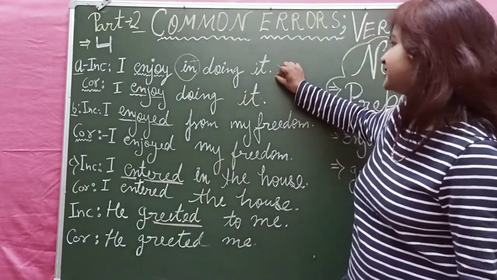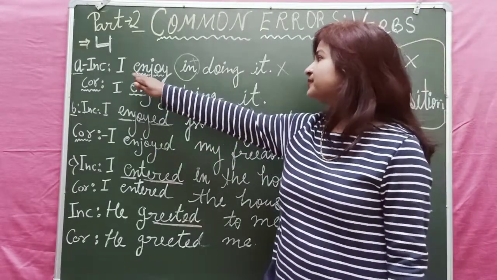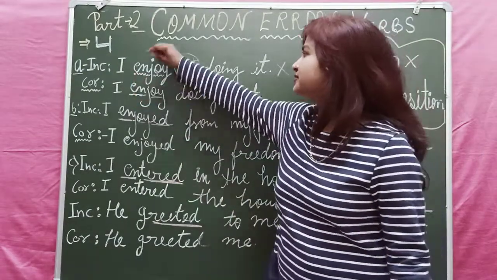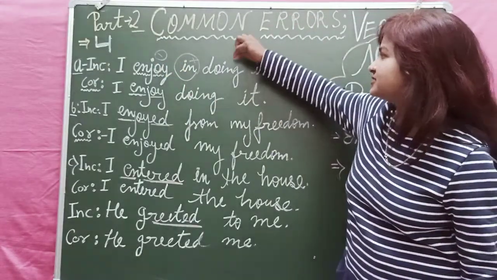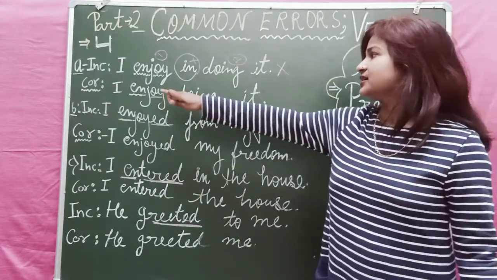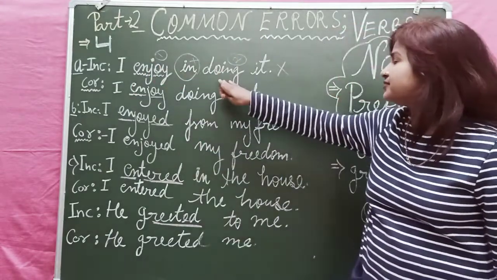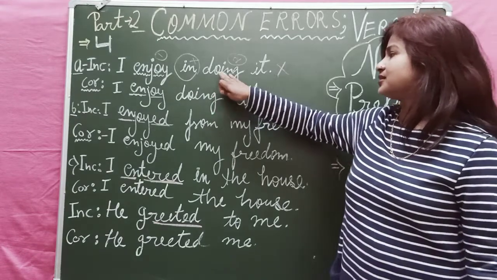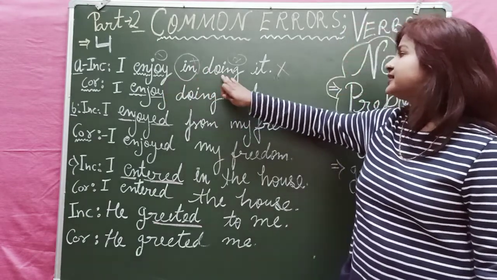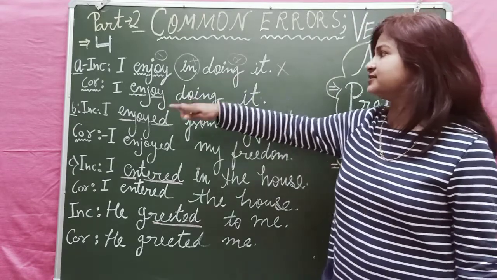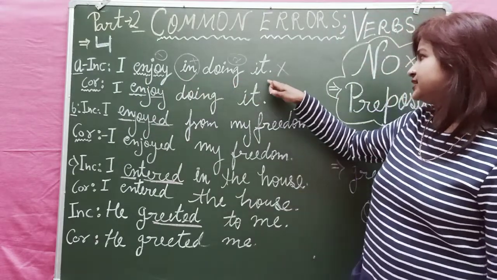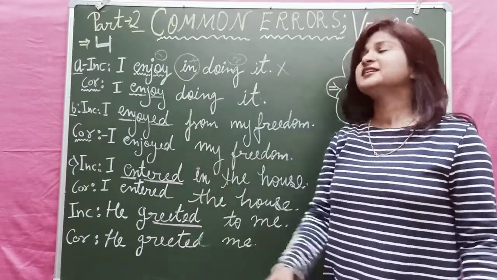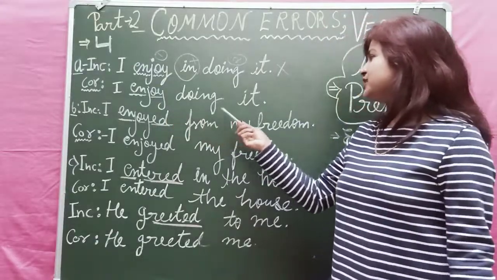Yes, scholar, watch carefully. Enjoy doing. There are two verbs. This is the first verb, and this one is the second verb. After the verb enjoy we have the verb doing, verb plus ing. After the verb enjoy, we use a second verb, verb plus ing. Let's repeat: I enjoy in doing it. The sentence is wrong because of the preposition in. The correct one: I enjoy doing it.